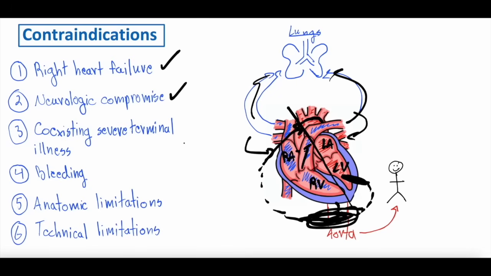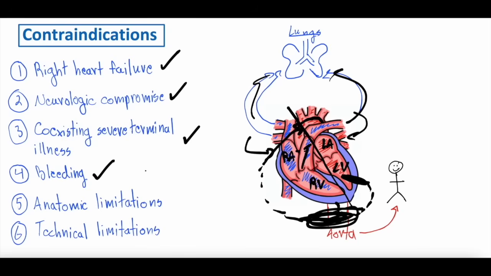In addition, coexisting severe terminal illness. So if you have another disease that you're going to die from in the near future, often they won't give you an LVAD, because it's not really going to prolong your life, since you're already going to succumb to that other disease. Another big contraindication is bleeding.